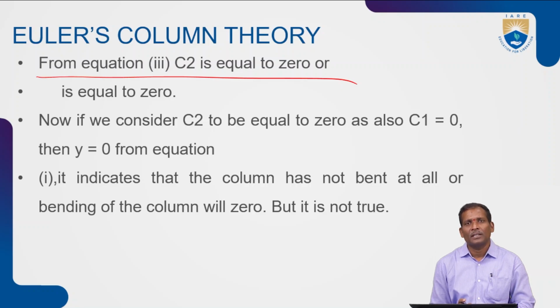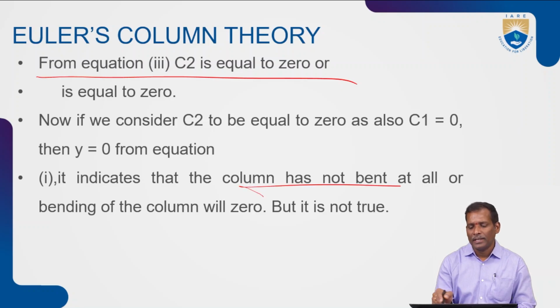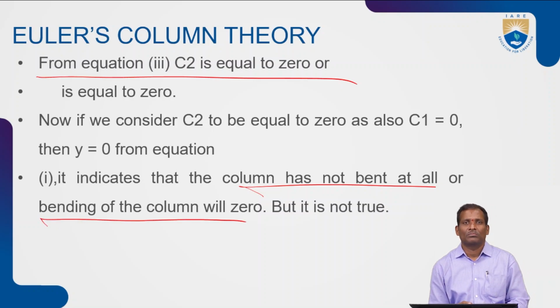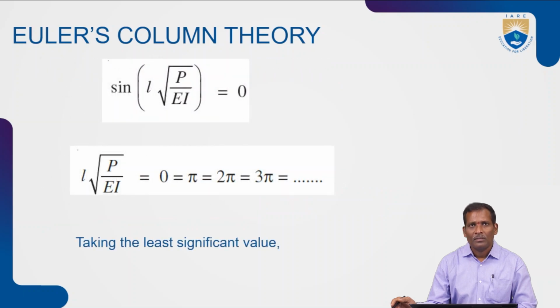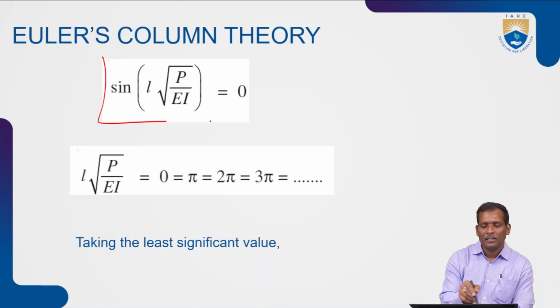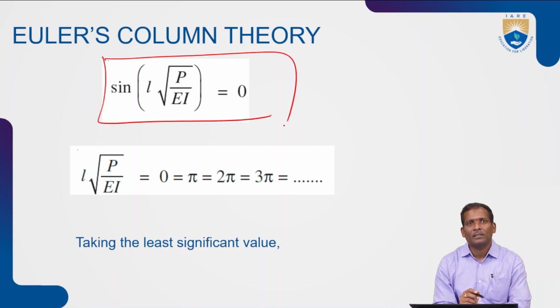So it indicates that the column has not bent at all, or the bending of the column will be 0. But it is not true. See, sin L, sin of L into square root of P by EI is equal to 0.